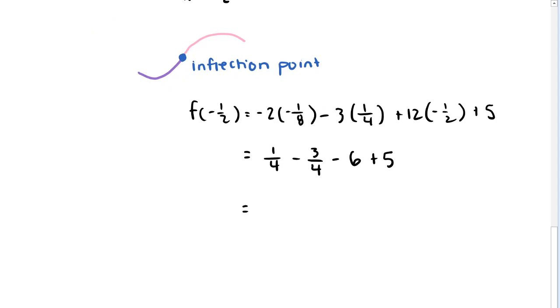So here this is, what is this? This is minus 2/4 or minus 1/2. And then minus 6 plus 5, that's minus 1. So this is minus 3/2. So our point, our inflection point, is negative 1/2 comma minus 3/2. And so now we really have everything we need to sketch a good graph of this function.